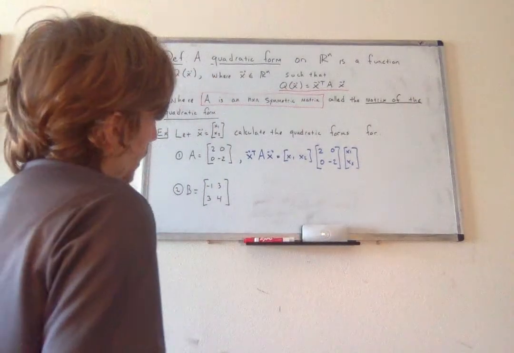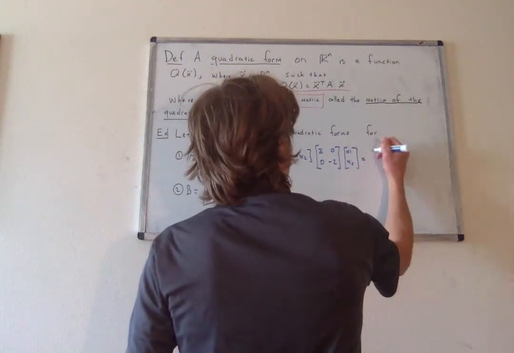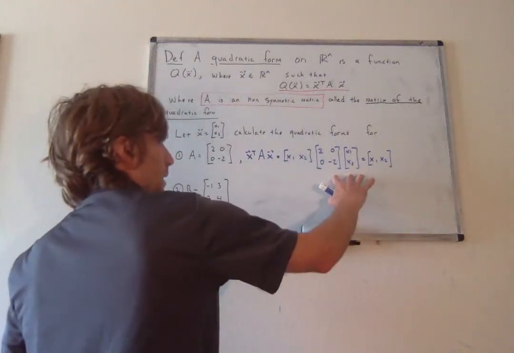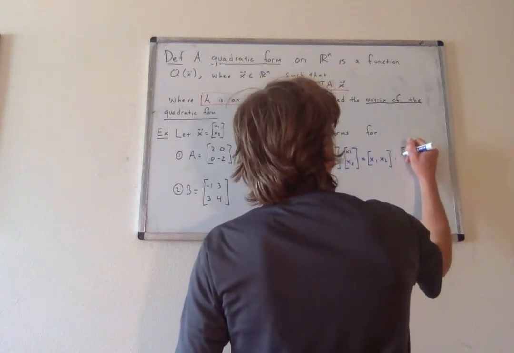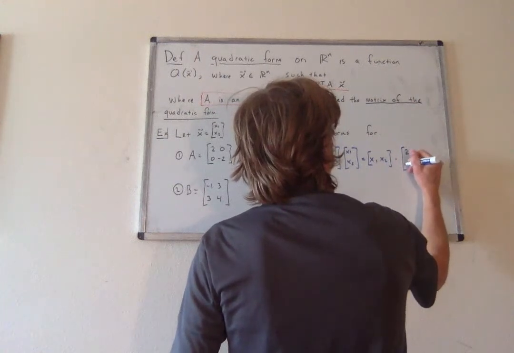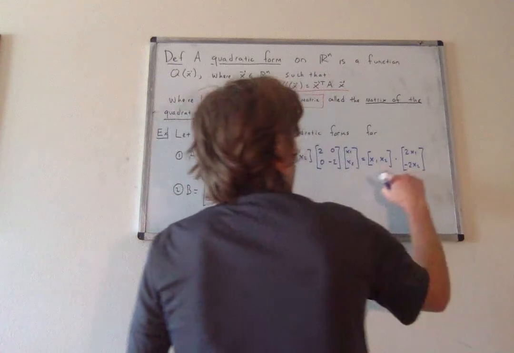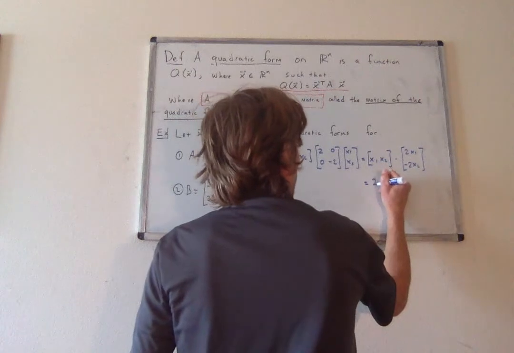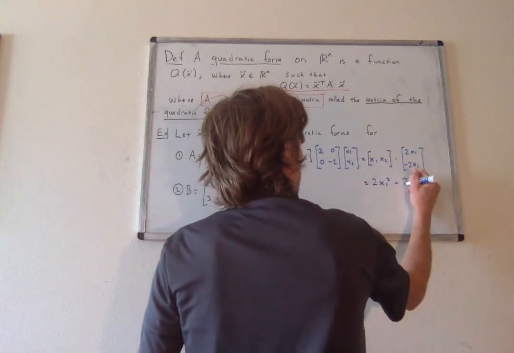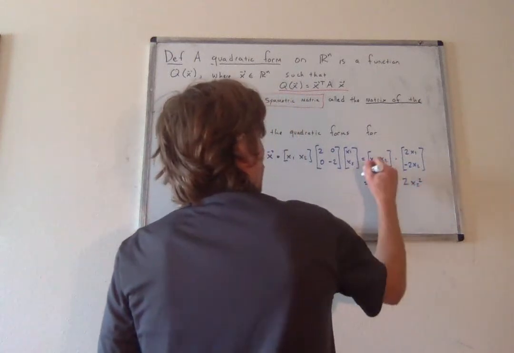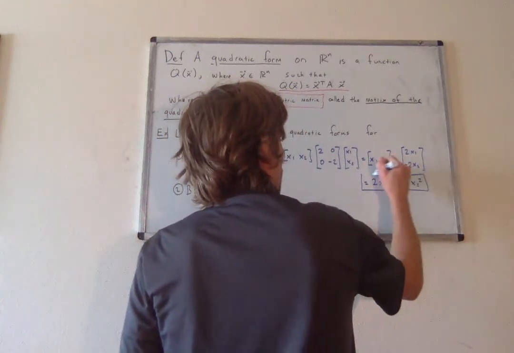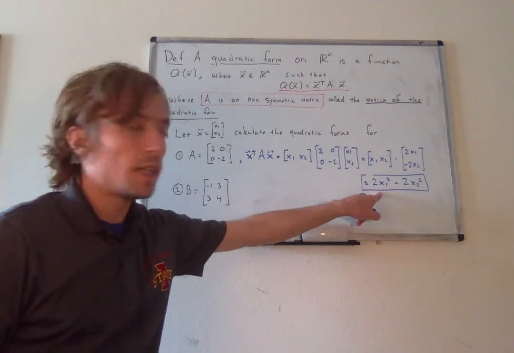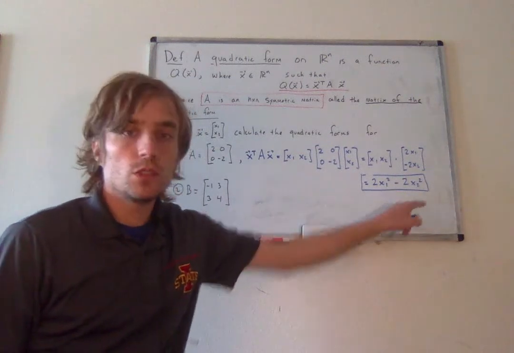Now you can do this multiplication really in any order you want. So first I'll multiply these two together. In doing so you get the vector 2x1, negative 2x2. And so notice then multiplying this horizontal vector times this vertical vector is essentially taking the dot product. And so this would be the quadratic form corresponding to the matrix A. So x transpose times A times x would be the expression 2x1 squared minus 2x2 squared.